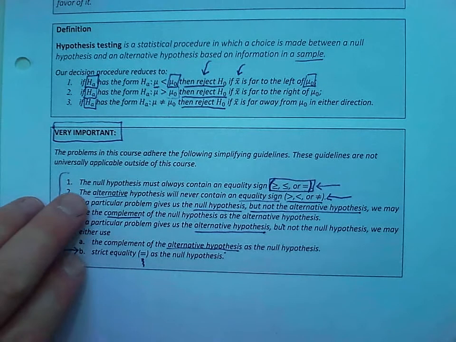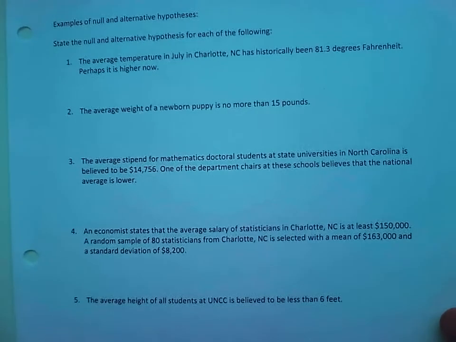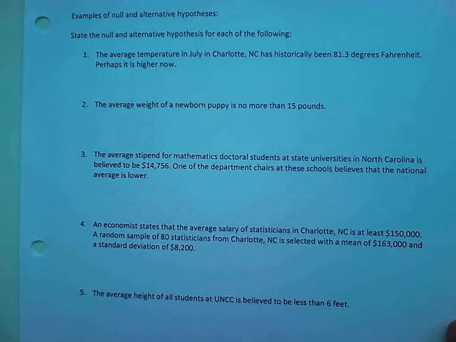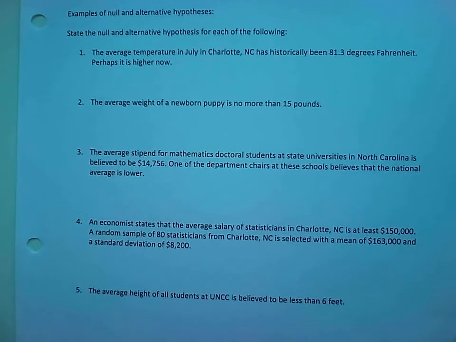All right, let's practice writing some of these hypotheses. Since this is going to be the first step in taking some English sentence and putting it into math symbols, that's a huge first step. We want to make sure that we get the first step right. So let's practice doing this first step. So these are examples of the null and alternative hypotheses. State the null and alternative hypothesis for each of the following.